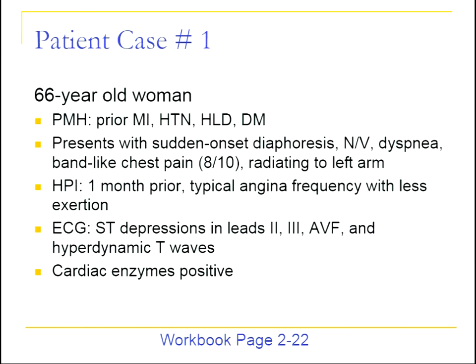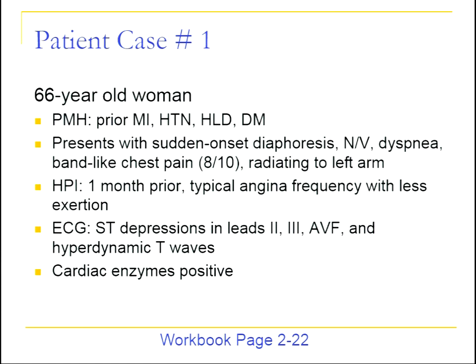So let's apply this basic background information then to this case. This is a 66-year-old woman. She's got a past medical history of MI, hypertension, diabetes. She presents with sudden onset diaphoresis. Women present with atypical symptoms, not necessarily always with chest pain. Also, diabetic patients and elderly patients don't present with strict chest pain as well. She has nausea, vomiting, dyspnea. She does have chest pain. She does have pain radiating to her left arm, which is somewhat unusual for a woman.